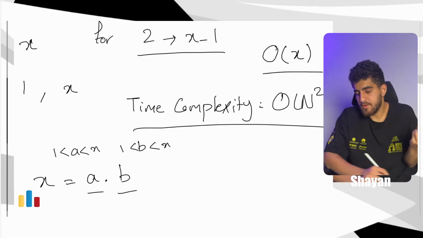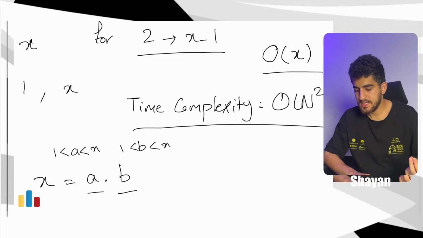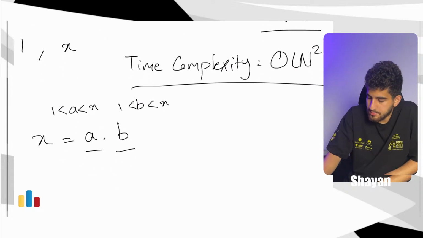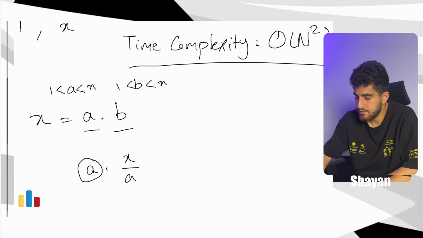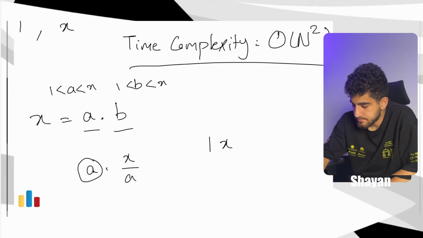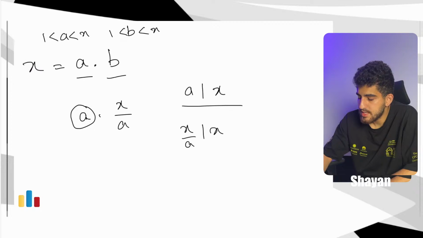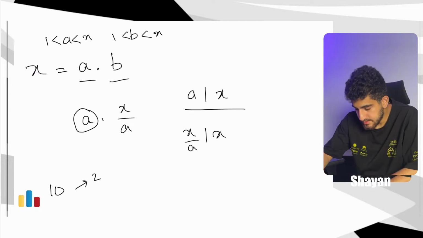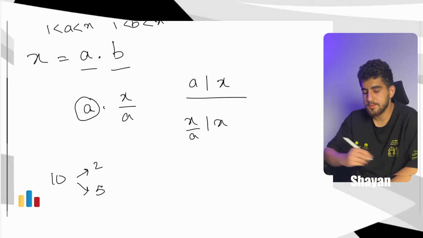The point is that when a number other than 1 and x divides x, there's also a complement: if you have some a that x is divisible by, then x is also divisible by x over a. For example, we know that 10 is not a prime number. It is divisible by 2, and when it is divisible by 2, it is also divisible by 10 over 2, so it is divisible by 5 as well.